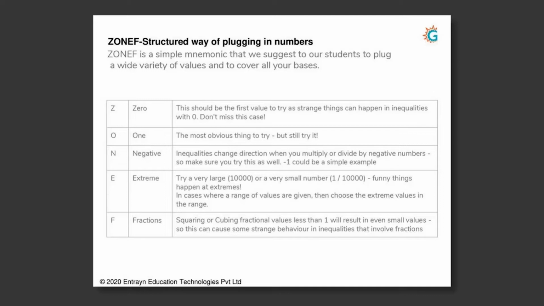E stands for extreme. Try very large numbers, say close to 10,000. The other value that you substitute can be 1 by 10,000. Funny things happen at extremes. F stands for fractions. When there's no information about the numbers given, you can always plug in fractions also. It could be a decimal or a fraction, as long as it's a real number. According to the ETS norm, we deal with real numbers only. Okay, right. Now, shall we move on to the next question?